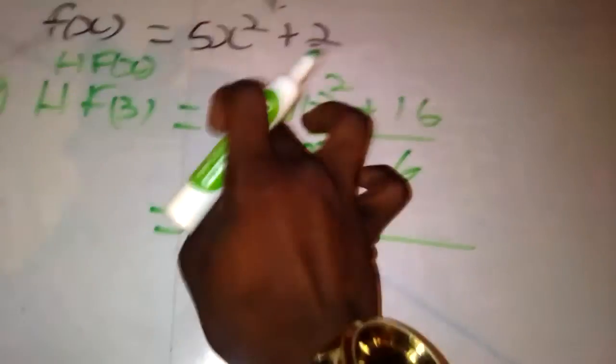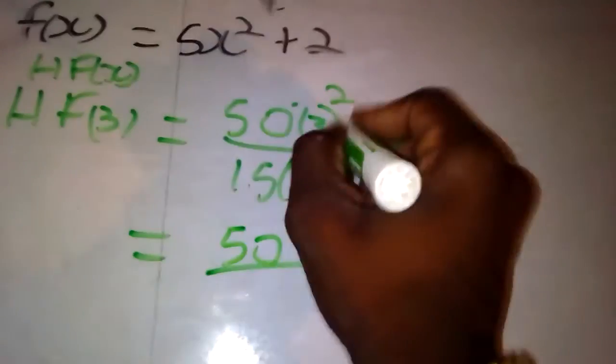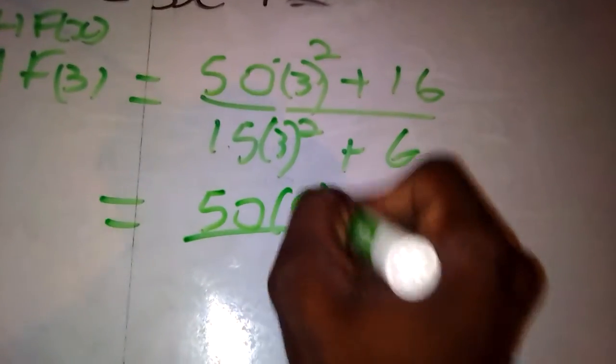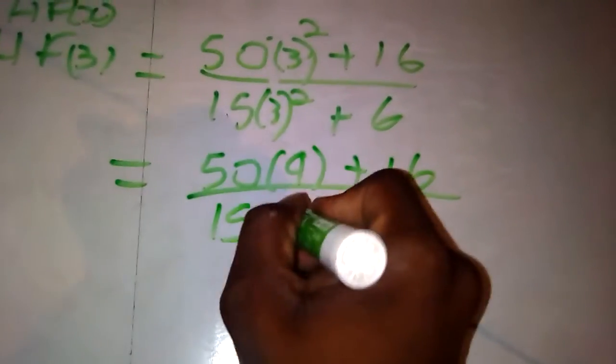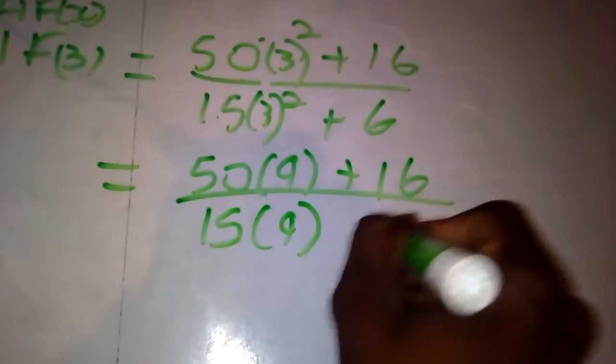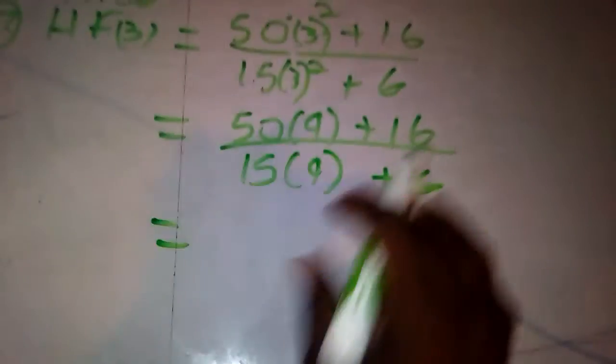Then we continue working it out. As you know, we always work out the bracket first. So put back the 50. And 3 squared is actually 9, so I put 9 in the bracket. Then put back the plus 16. Then put back the 15, bracket 9, plus 6.